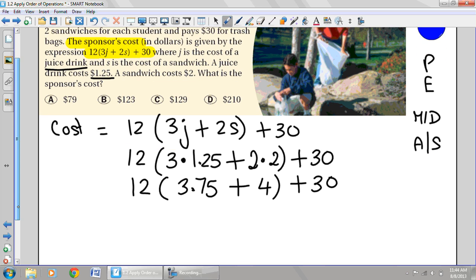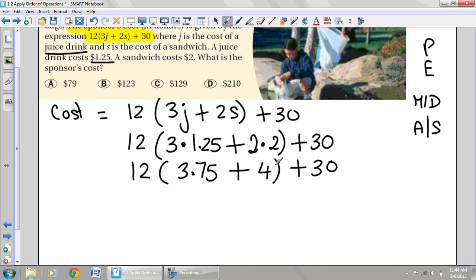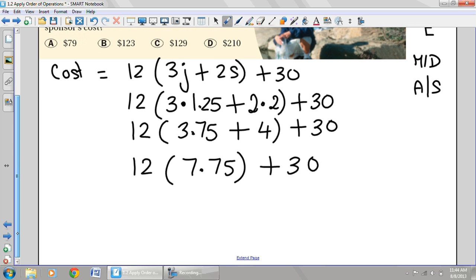So I still have a parenthesis to deal with. I'm going to bring down my 12, and within the parenthesis I have 3.75 plus 4. I'm going to add them using my calculator, and I'm going to get 7.75 plus 30. Now I just have one number in the parenthesis and it is multiplying by 12. Keep in mind, a single number in the parenthesis and a number outside means I'm multiplying.